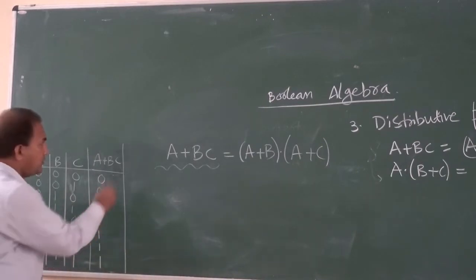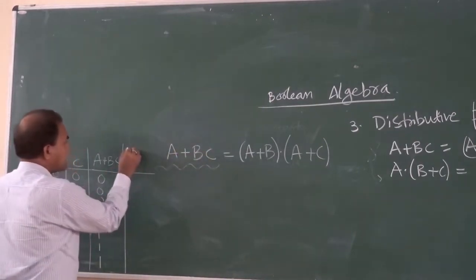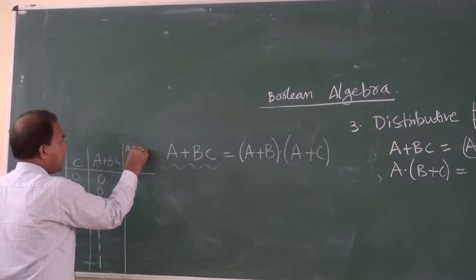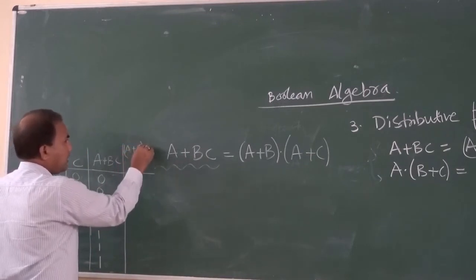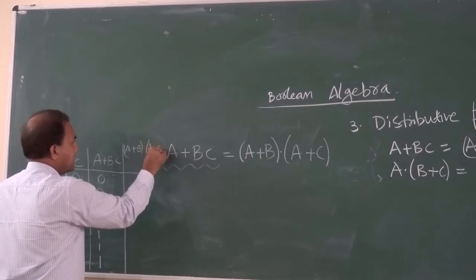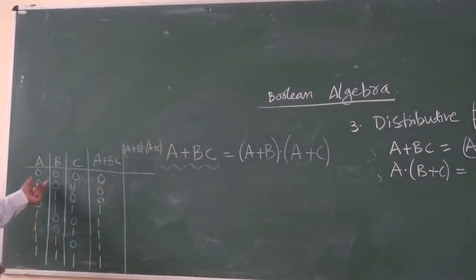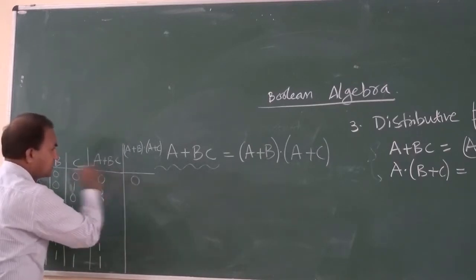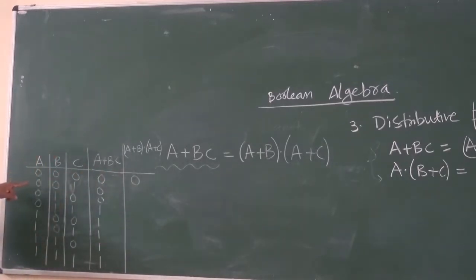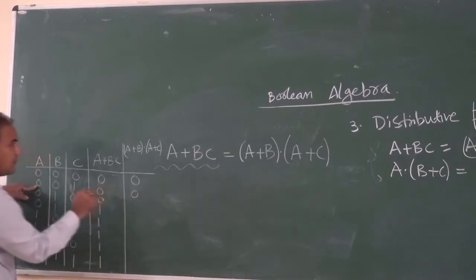Now you have to determine A plus B dot A plus C. What is A plus B? A plus B is 0 plus 0, it is 0, and A plus C is again 0. So this value is 0. Similarly, A plus B is 0, and A plus C is 1. 0 dot 1 is 0.